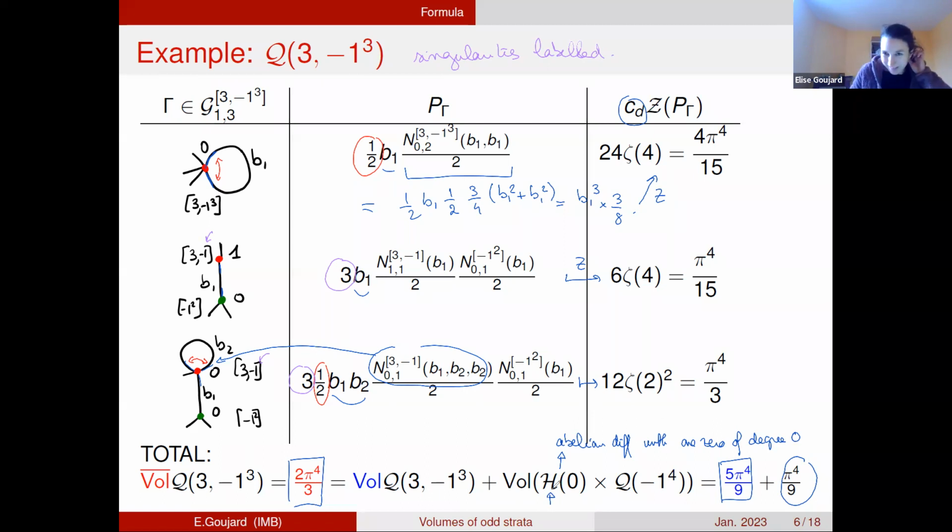Okay, so it's a bit intricate, but could you see how the formula works? Are there some questions just about the formula, how it works? And if not, I will.